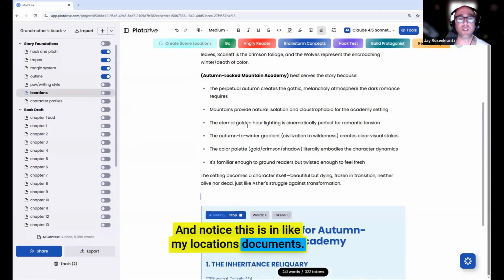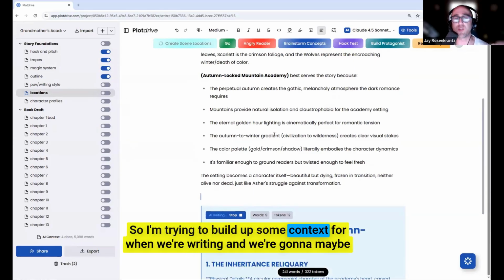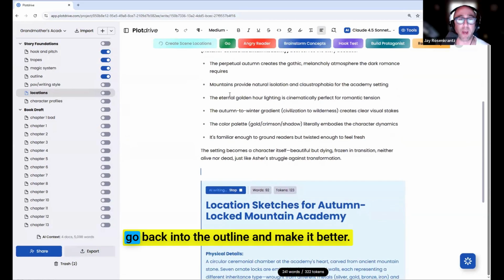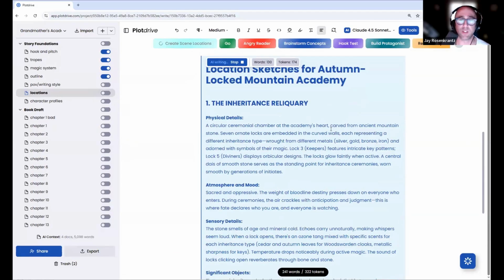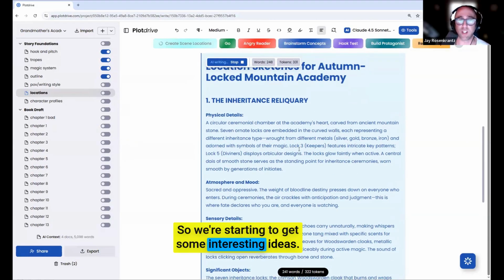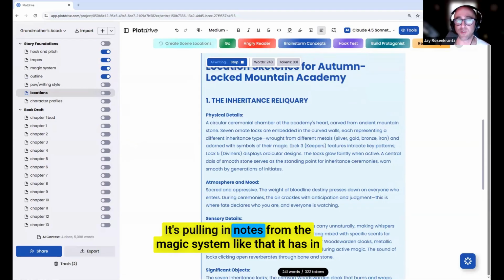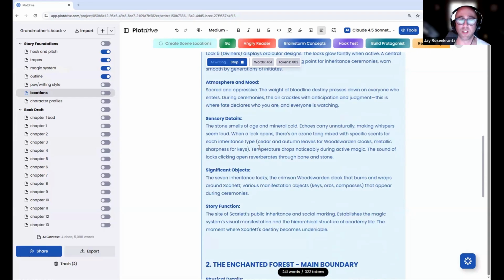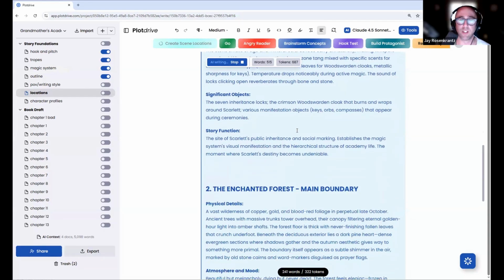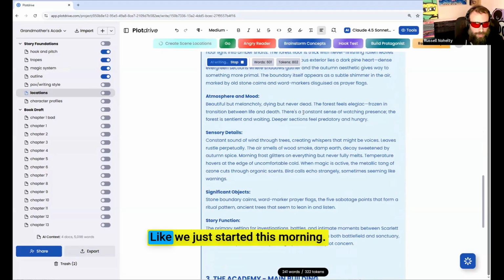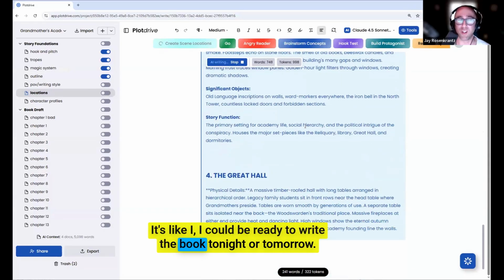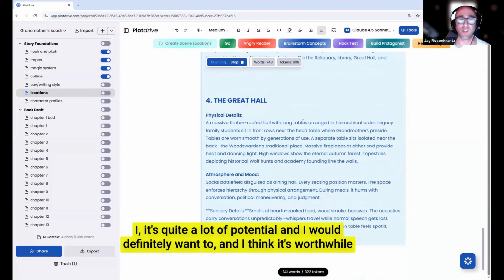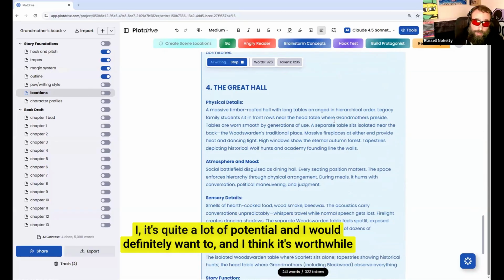And notice this is in my locations document. So I'm trying to build up some context for when we're writing, and we're going to maybe go back into the outline and make it better. So we're starting to get some interesting ideas. It's pulling in notes from the magic system that it has in my magic system document. And just remember, this was all today, right? Like we just started this morning. Yeah, it's like I could be ready to write the book tonight or tomorrow. It's quite a lot of potential.